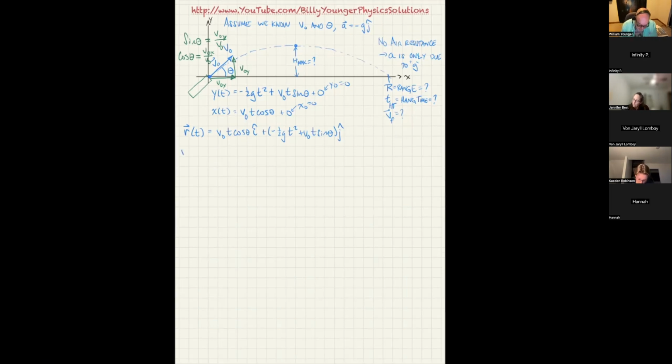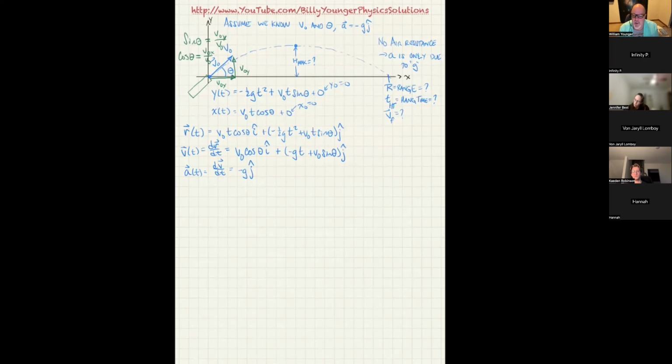And you can, of course, say v of t is just dr over dt. If I take the derivative of v0t cosine theta with respect to time, I just get v0 cosine theta i hat plus, now if I take the derivative of the other part with respect to t, the t squared becomes 2 times negative 1/2 gt. So that's going to be negative gt plus v0 sine theta j hat. And then, of course, you could also go a little further and say a as a function of time is another vector function that's dv over dt. If I take the derivative of that, I just get negative g j hat.